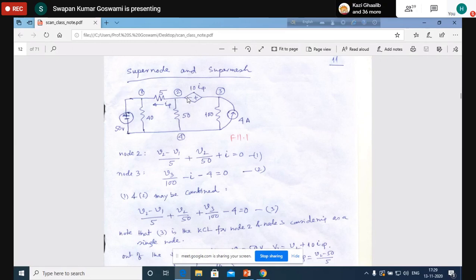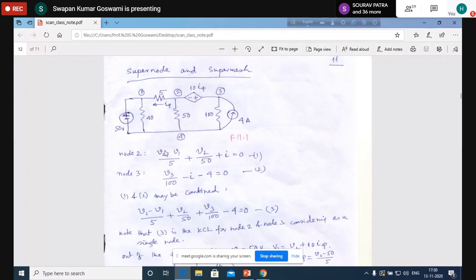And between node 2 and node 3, simply a voltage source is connected. No series resistance is there. Let us assume that the current flowing through this source is I ampere from node 2 to node 3. That's why we have written plus I equal to 0. So for node 2, equation 1 has been written.